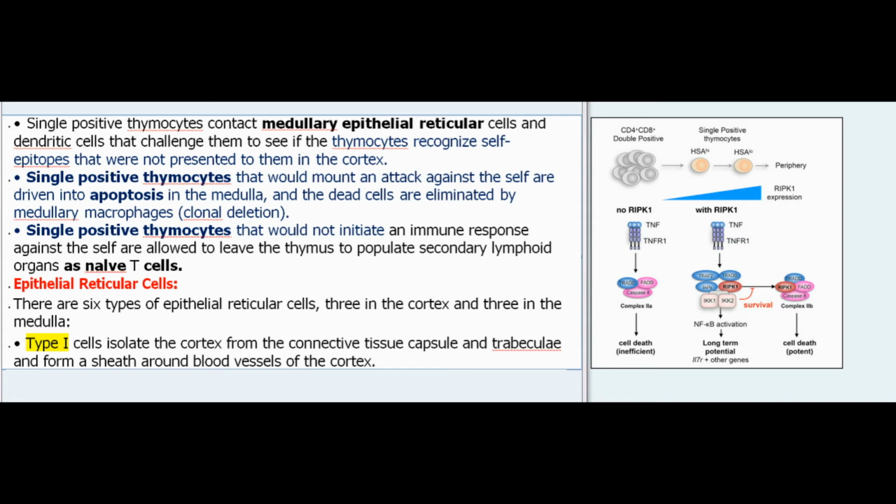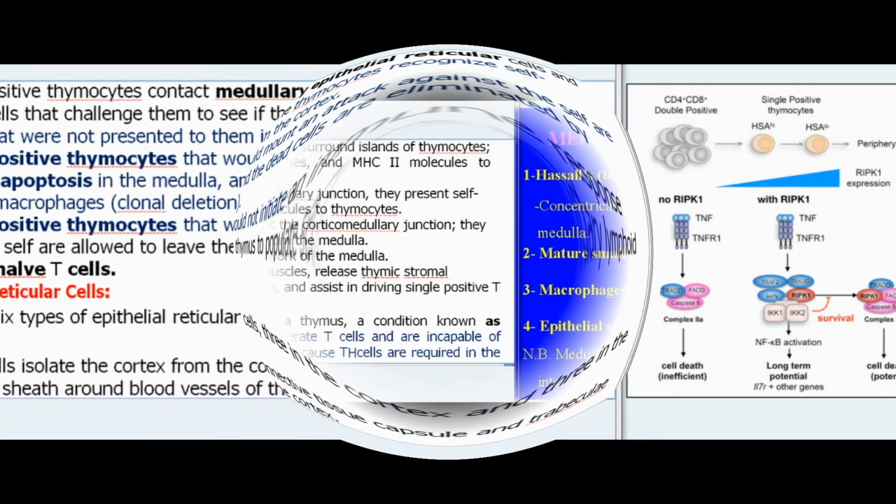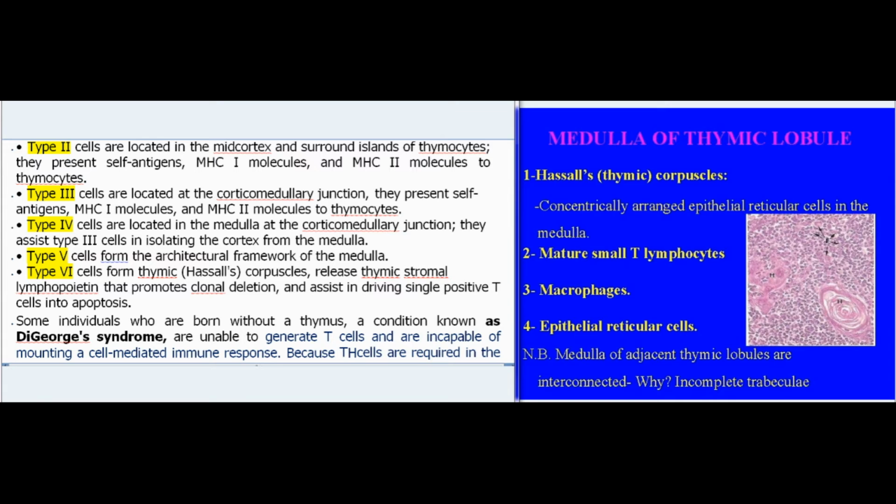Epithelial reticular cells. There are 6 types of epithelial reticular cells, 3 in the cortex and 3 in the medulla. Type I cells isolate the cortex from the connective tissue capsule and trabeculae and form a sheath around blood vessels of the cortex. Type II cells are located in the midcortex and surround islands of thymocytes. They present self-antigens, MHC I molecules, and MHC II molecules to thymocytes. Type III cells are located at the corticomedullary junction. They present self-antigens, MHC I molecules, and MHC II molecules to thymocytes.